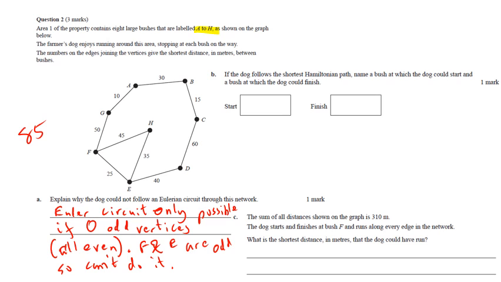I thought the most obvious one to choose was what I originally did, because the 60 being the highest one, trying to avoid that one. And I'm going to say we went from C to D, but there were lots of possible answers there. Now the sum of all distances shown on the graph is 310. Whew. Isn't that nice of them? Don't have to do any adding. It is 310. And it says the dog starts and finishes at F. So we're starting and finishing here, and runs along every edge of the network.